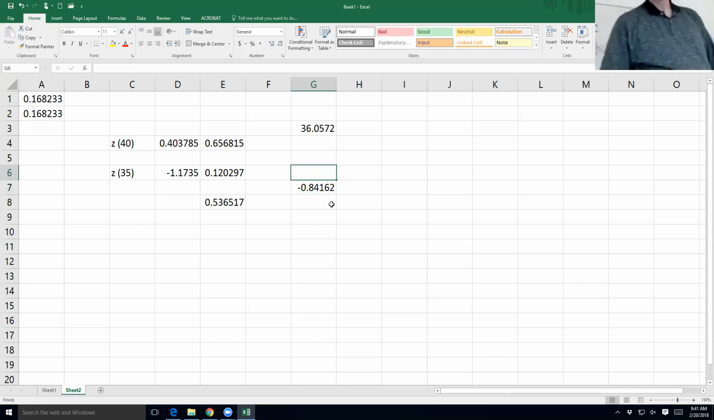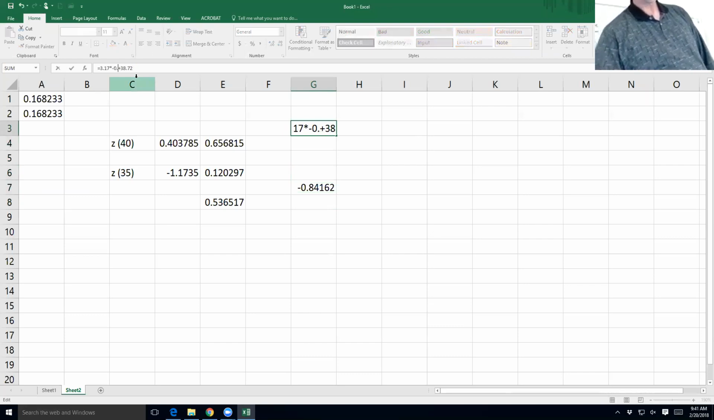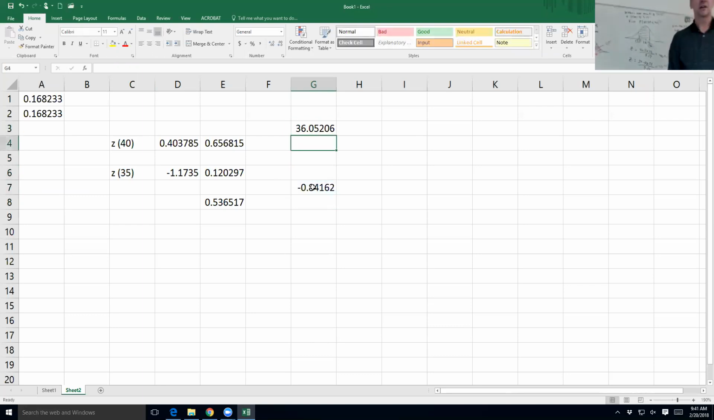In fact, if I change this, instead of typing in the negative 0.84 here, I click on my new value, we'll see how different it is from 36.05. It's not really very different. Why was it 17? It's 3.17, that's your standard deviation.